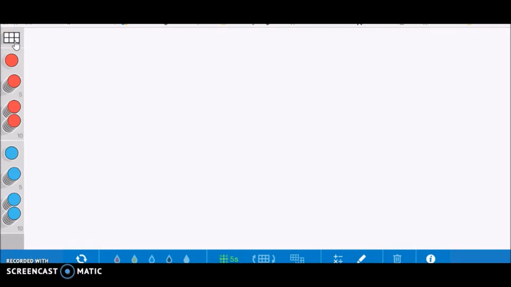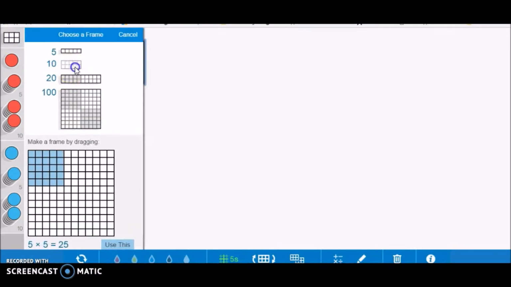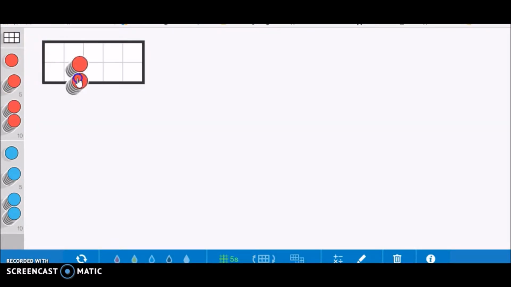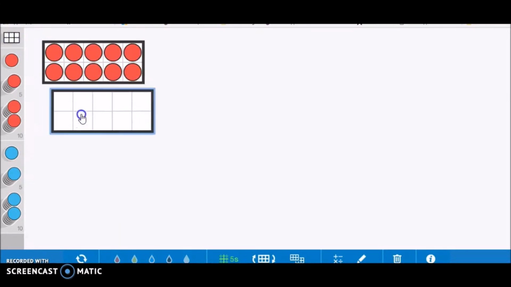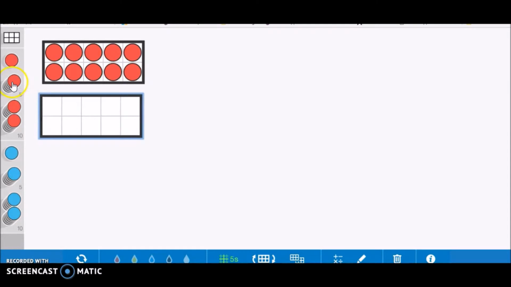One way to solve this problem would be to get out one 10 frame and one empty 10 frame. Fill the empty one with 7 red place markers and count the remainder needed to get to 10. 1, 2, 3. Now that we've had hands-on experience with manipulating concrete objects, let's move on to pictorial models.